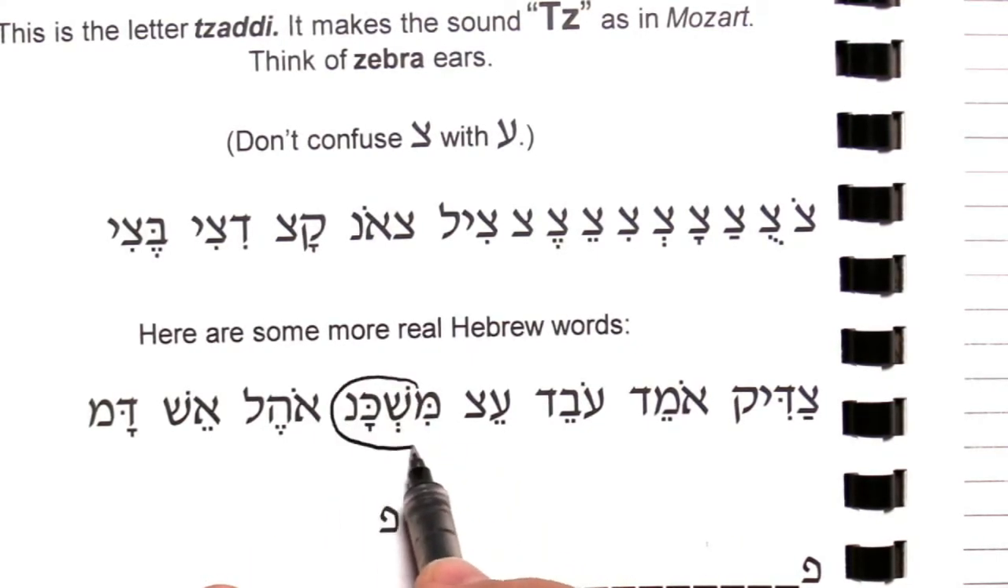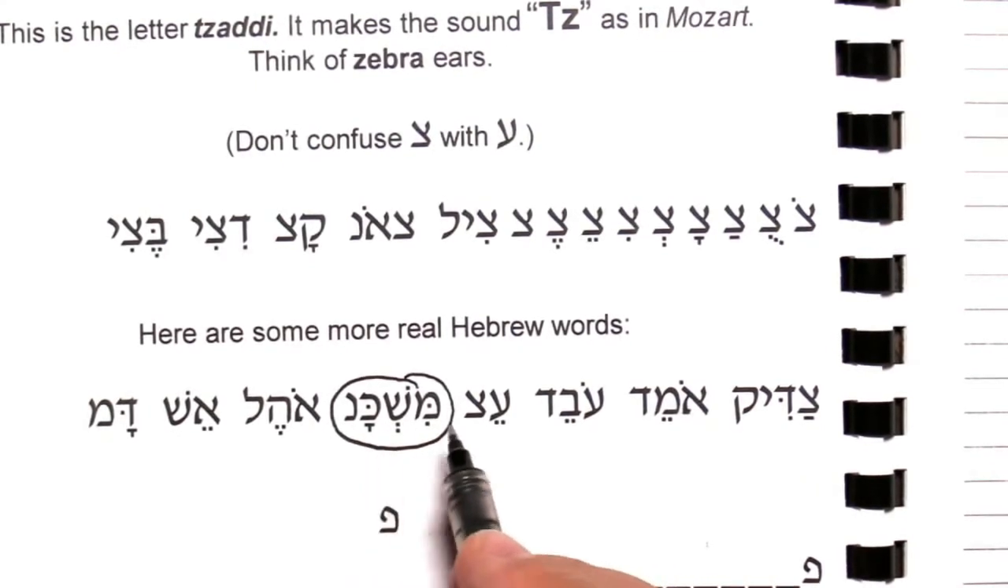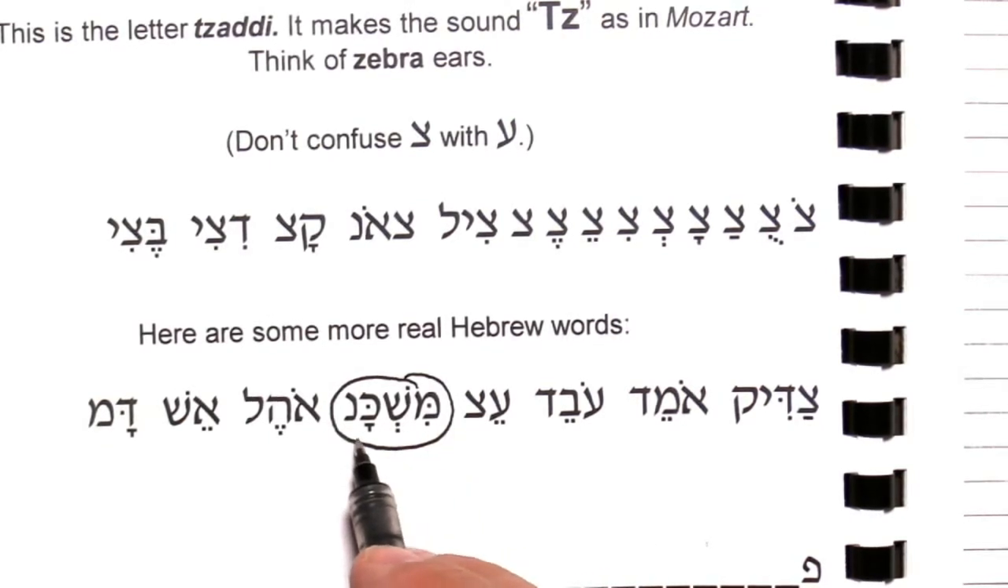The first one, Mishkan. You've heard of the Shekinah glory of God. The Shekinah glory comes from the word Shekan, which is the last three letters. Shekan means to dwell. So a Mishkan is a dwelling place. And we usually translate this word Mishkan as tabernacle. So the Shekinah glory of God would dwell in the Mishkan, the tabernacle.